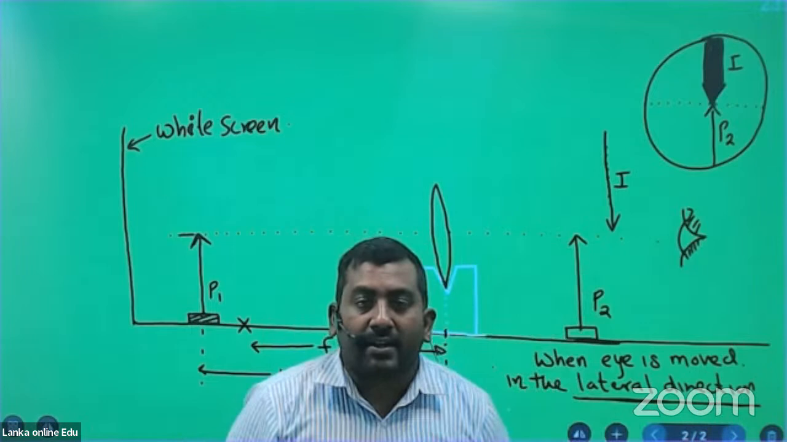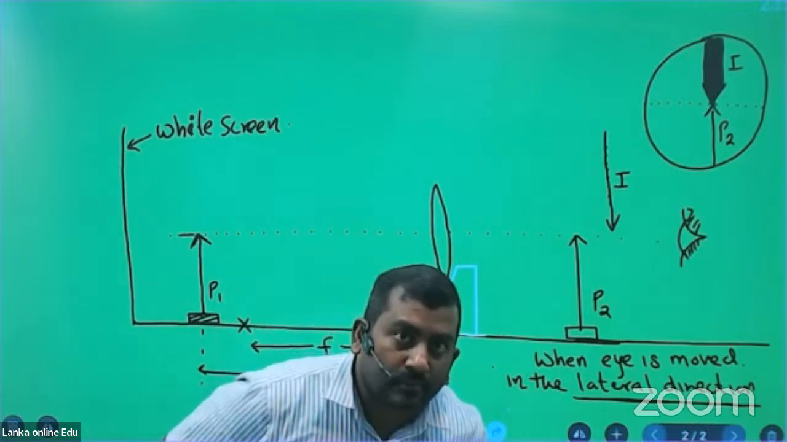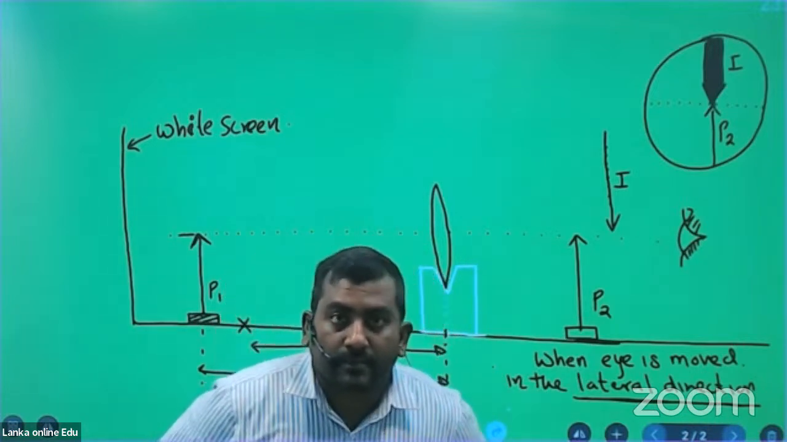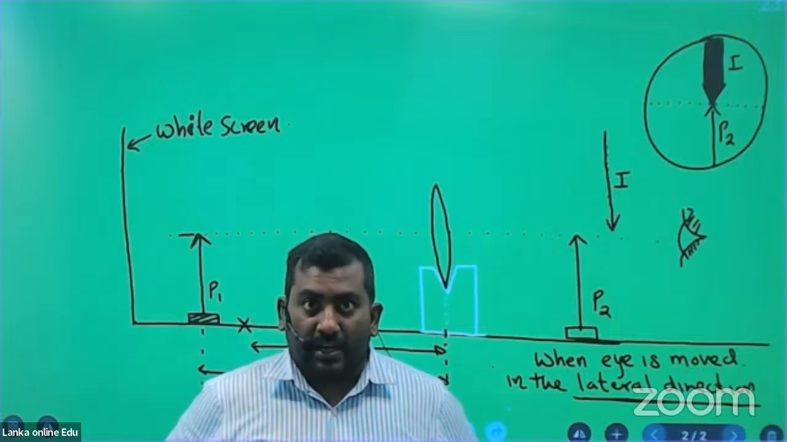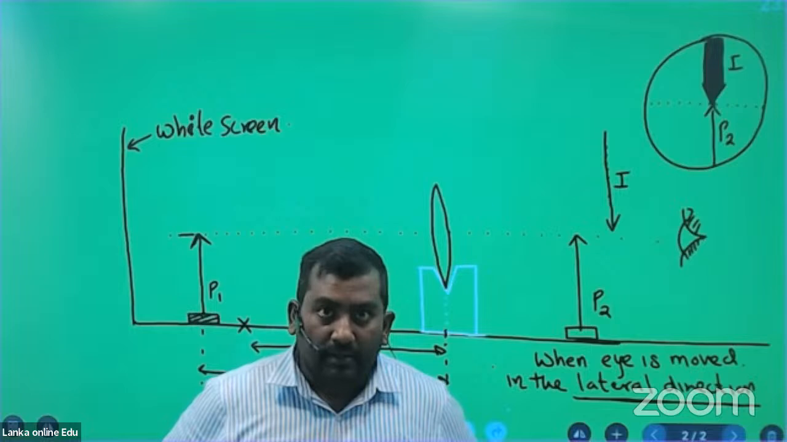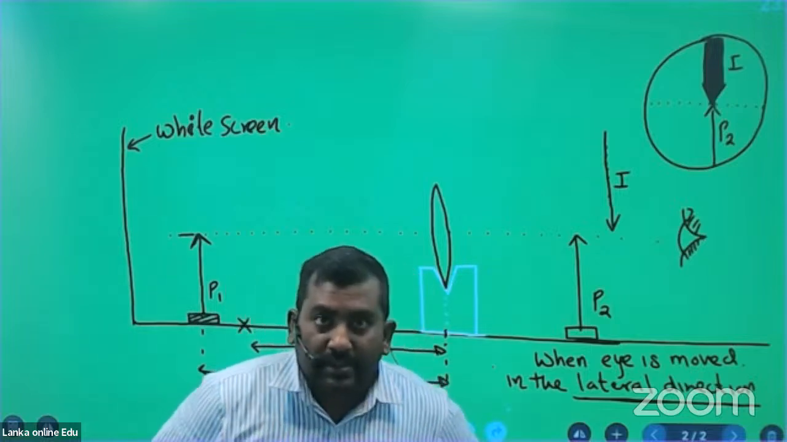What do you mean by lateral direction? Like this, side to side. Move the eye in the lateral direction. Don't keep your head down, just move your head only. With the body, you move side to side.